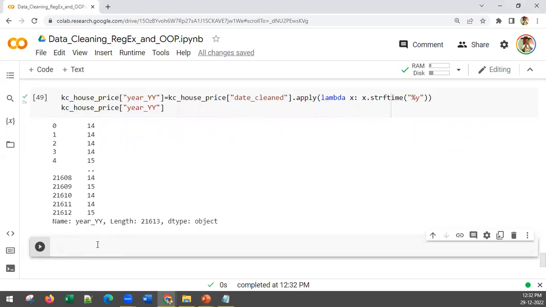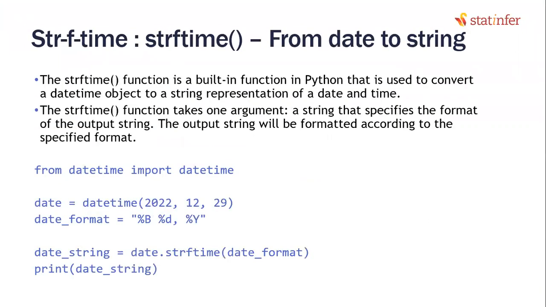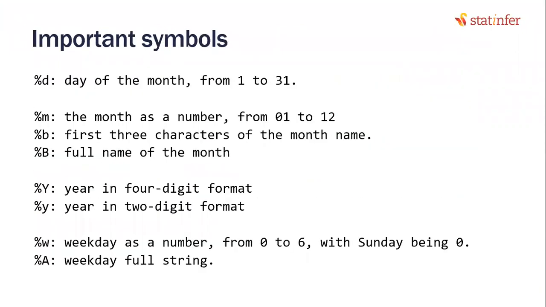If you say %d, that is day of month, that will be from 1 to 31. If you say %m, that will be month. So here are some of the symbols that you may find useful. I have listed some of them. In fact, you can see the documentation based on the need.